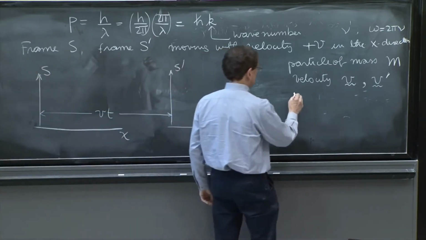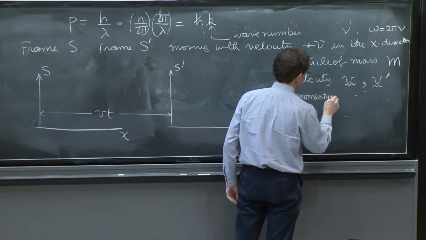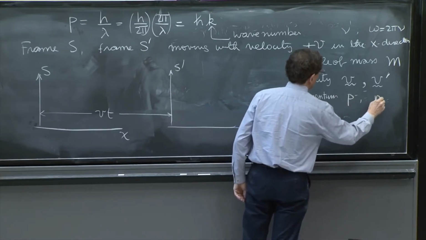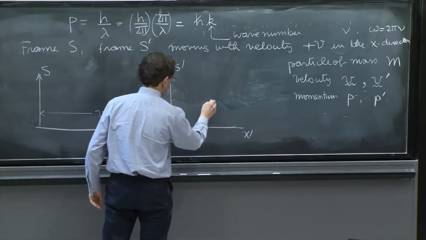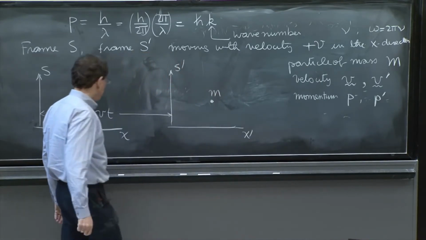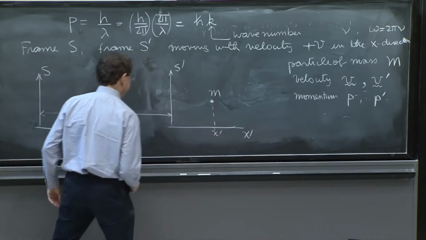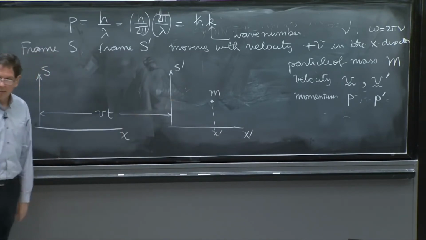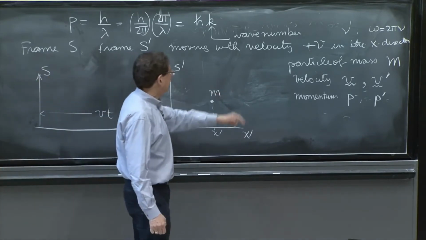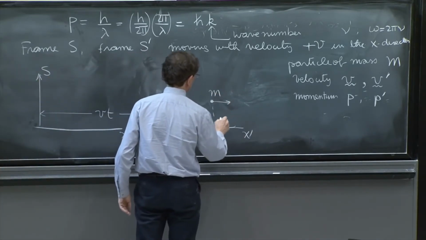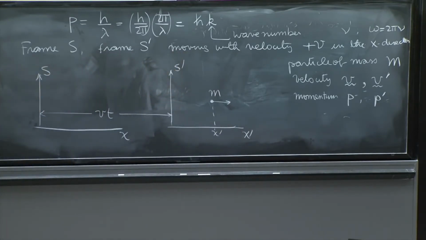Similarly, it will have a momentum. And all the things we're doing are non-relativistic. So momentum p or p prime. Here is the particle. And that's the position x prime of the particle, and that's the position x of the particle. So that's our system. This particle is moving with some velocity over here, and we're going to compare these observations.